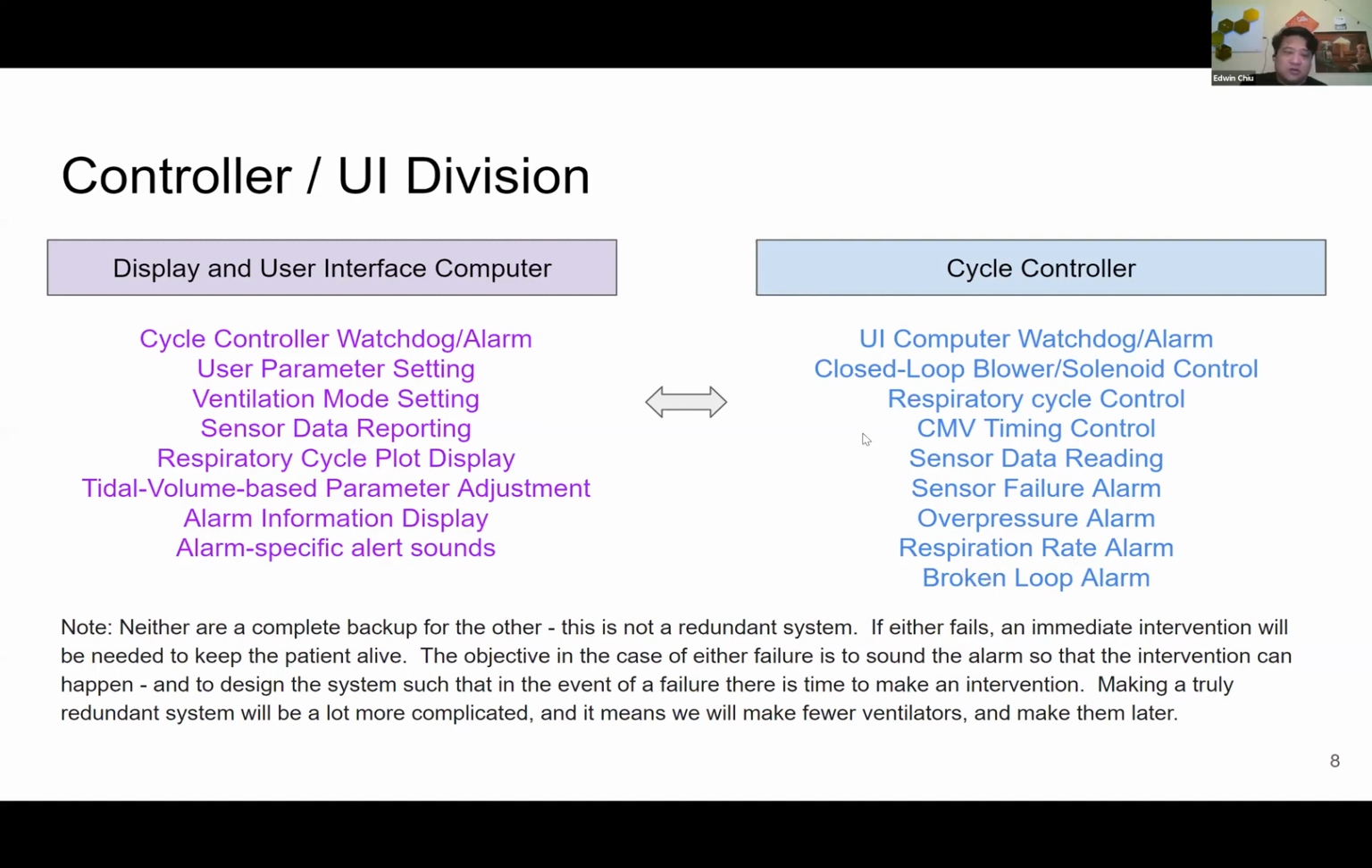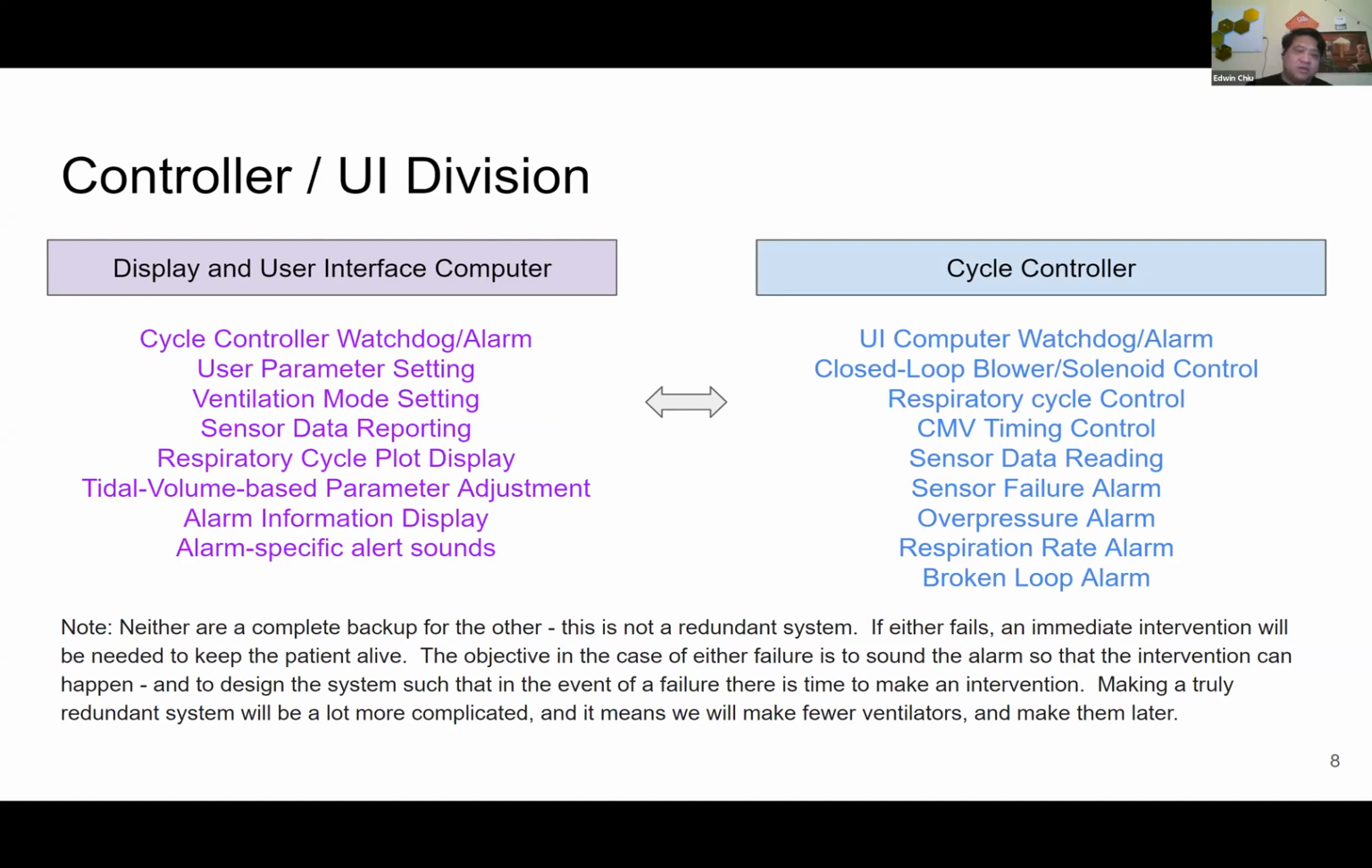And each of these controllers will have their own ability to raise alarms, flash lights, or make sounds. But the more complicated information alerts will have to happen on the user interface computer. And at the very basic level, if either of these fails, we want the other computer to be able to raise an alarm so that an intervention can be taken.